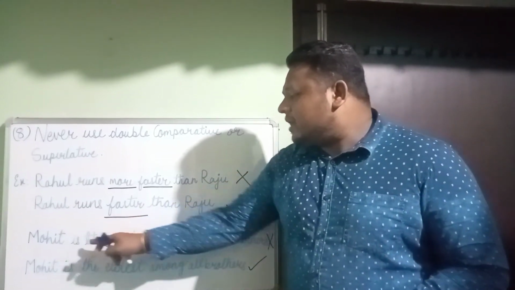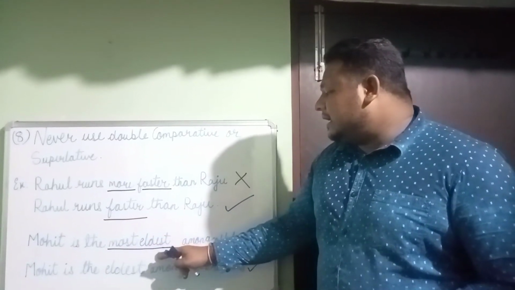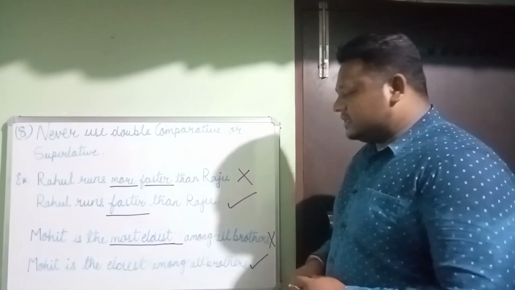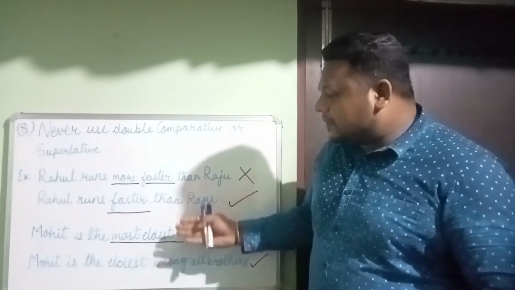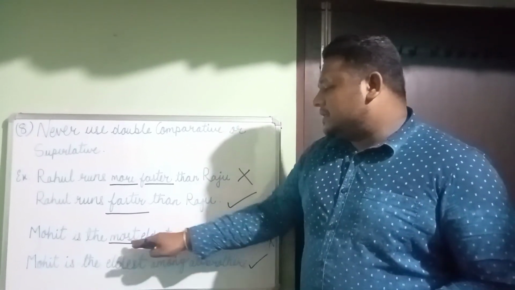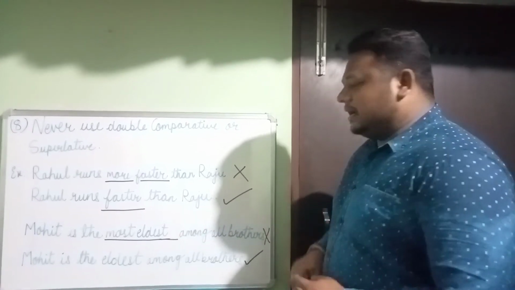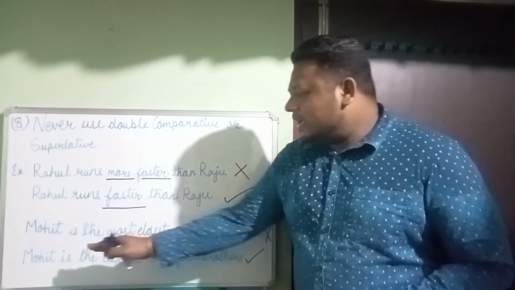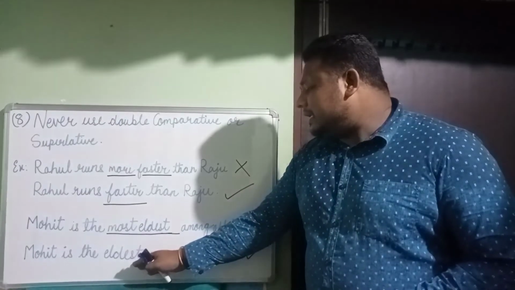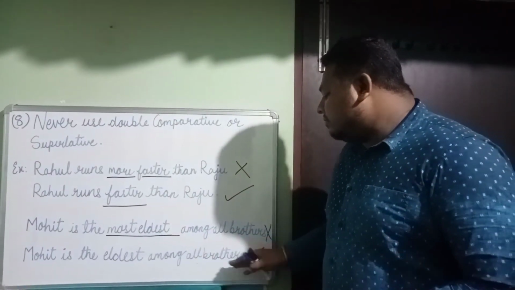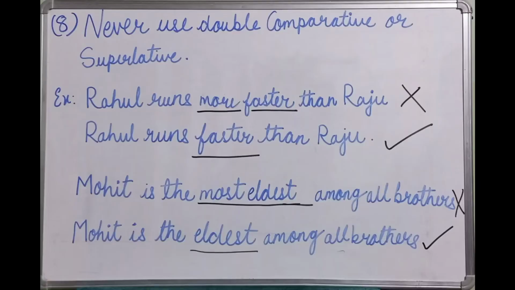Now, Mohit is the most eldest among all brothers. Here to show the superlative degree we have used two adjectives. So here also this will become incorrect. Now the correct form will be Mohit is the eldest among all brothers.